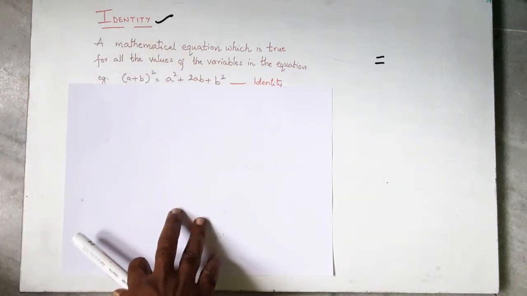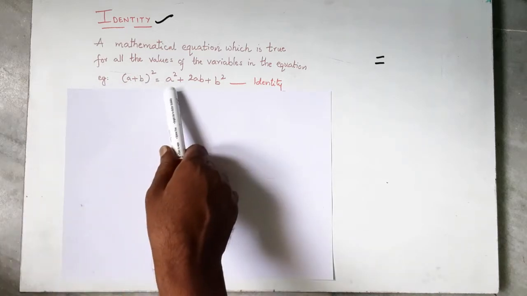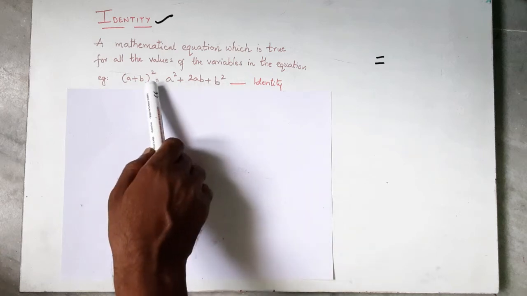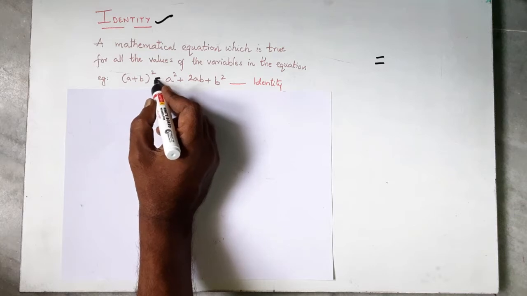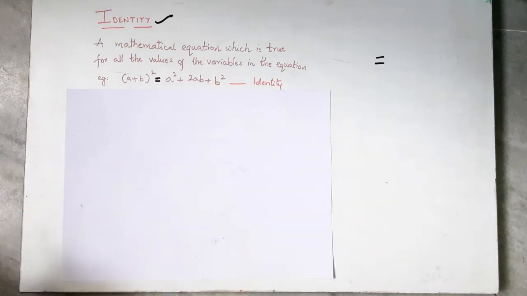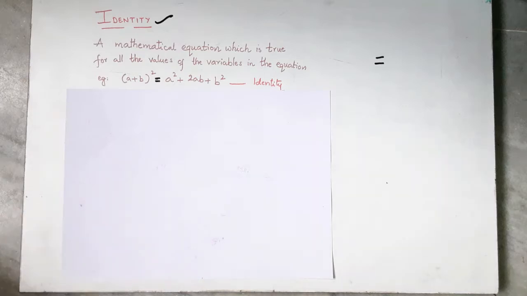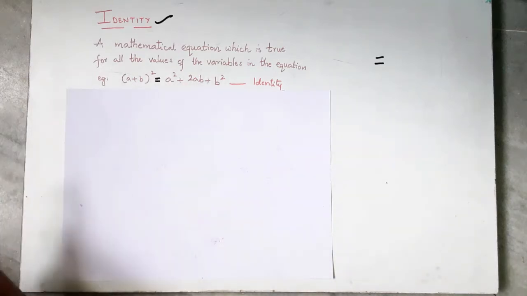For example, let us take a plus b whole square. A plus b whole square is equal to a square plus 2ab plus b square. This is a mathematical equation. An equation is when you represent something with an equal to sign. So when does this equation become an identity? If you substitute all the values in the variables, LHS should be equal to RHS.